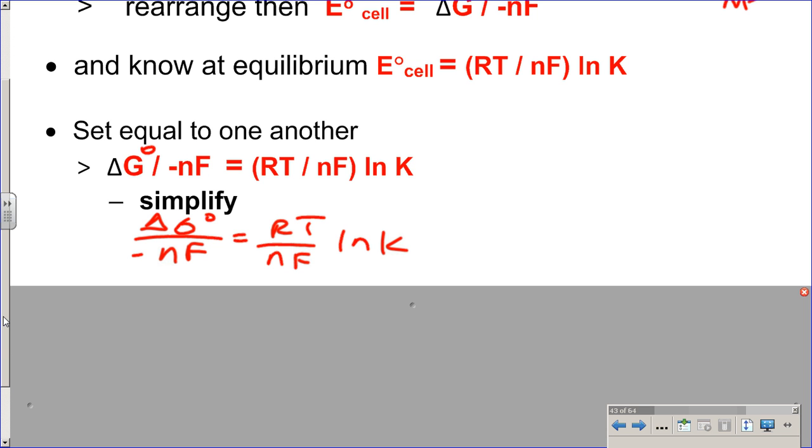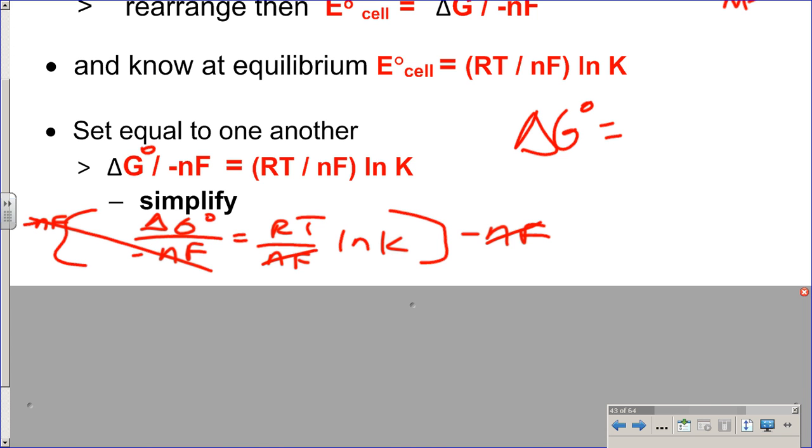What do we do? How? All right, so multiply both sides by a negative nF. Okay, so that means negative nF over here as well. So these cancel, and these cancel, leaving me with what? A negative. Okay, so overall, delta G naught is equal to negative RT ln of K.